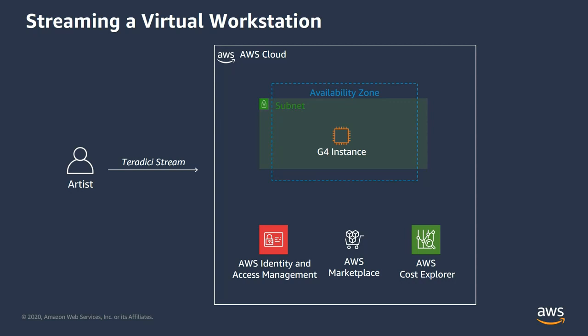Below that are some of the AWS services that will support what we create, including AWS Identity and Access Management for the creation of users for your account, AWS Cost Explorer to monitor costs and usage, and finally, the AWS Marketplace. We'll be using the Marketplace to access desktop streaming software from Teradici, which is what we'll be using to connect the artist to the virtual workstation in the cloud.